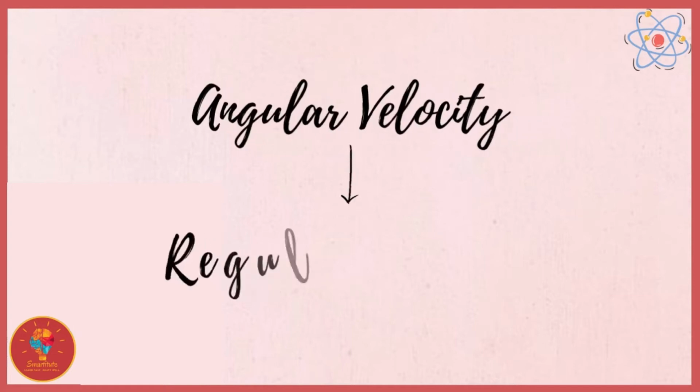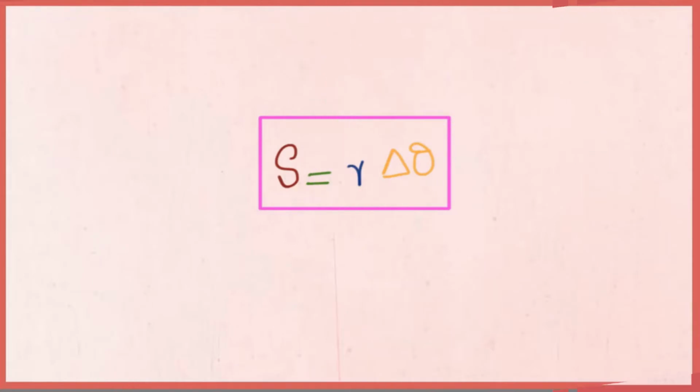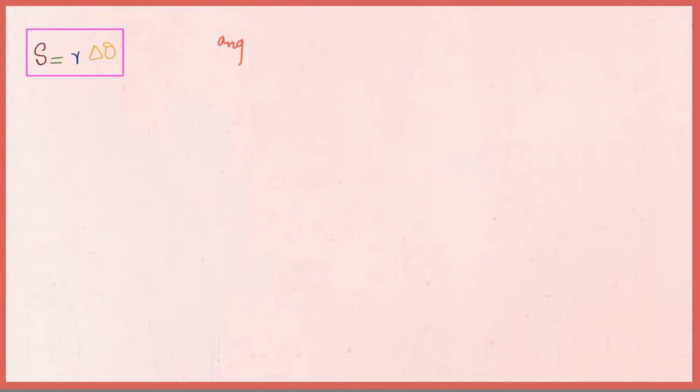Angular velocity and its linear counterpart. So we have studied the relationship between angular displacement and its regular counterpart, that is linear distance, which are related by a formula: distance equals radius times angular displacement. In this video, we are going to build a relationship between angular velocity and its linear counterpart.